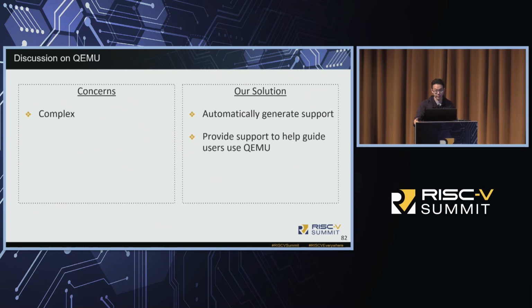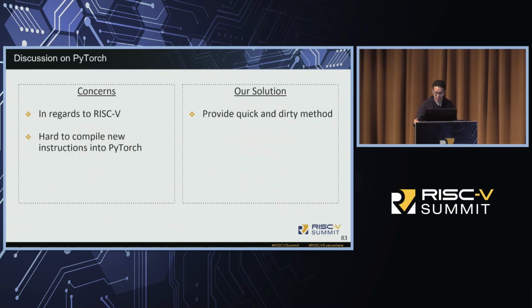So next, I'll be giving a discussion on our chosen simulator, QEMU. QEMU suffers from similar problems to LLVM in that it is quite complex to understand. Within its execution loop, it has another tiny code generator that adds a layer of complexity. Thus, we want to automatically generate support for QEMU, not only for it to run our designed instructions, but also so that our generated support can act as a way to help new users of QEMU understand the instruction execution process.